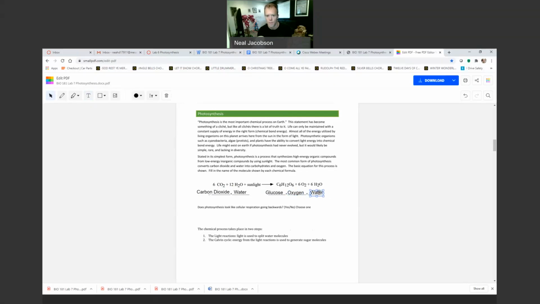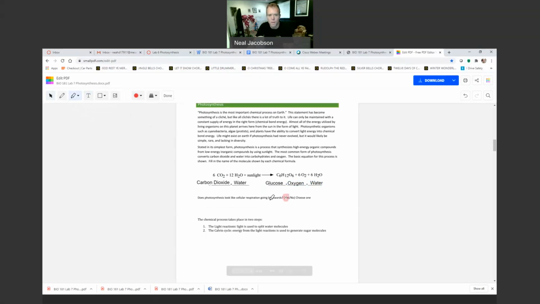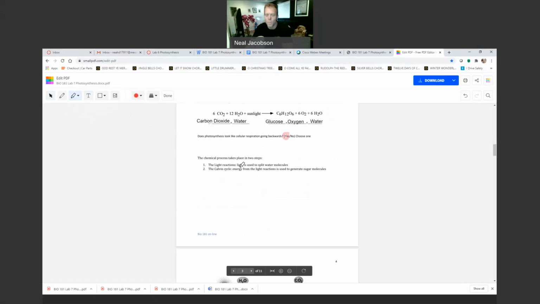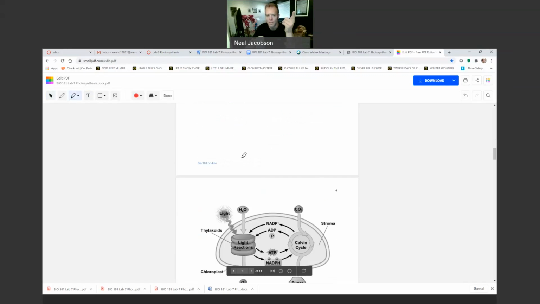All right, so does photosynthesis look like cell respiration going backwards? You bet it does. Yes, it does. All right, so the chemical process takes place in 2 steps. Even though it's shown in one reaction above, there's the light reactions, and then there's the dark reactions, and we're going to talk about those next.